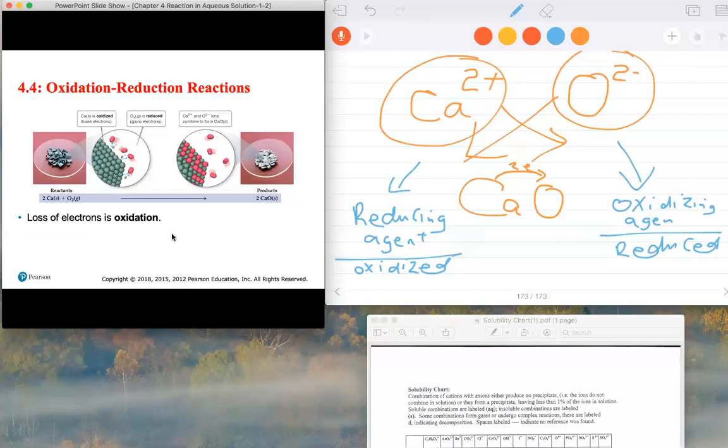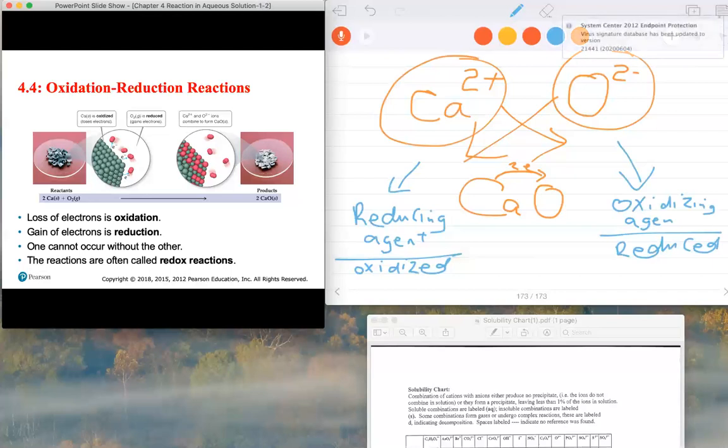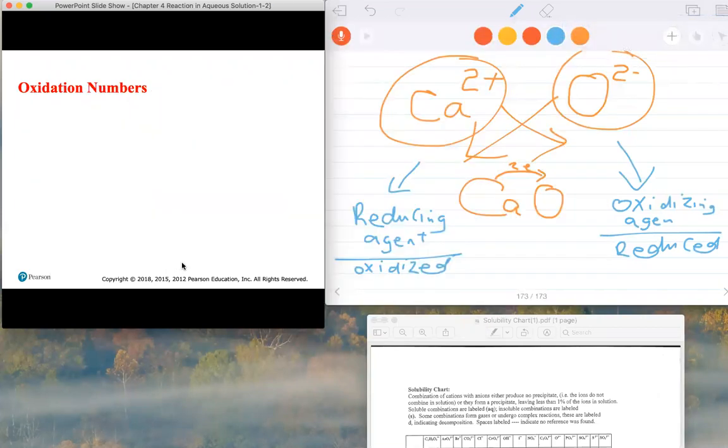I define oxidation as loss of electrons, right? So it's not a big deal. You know what oxidation is, you know what reduction is, gain of electrons. The reactions cannot occur singly; they take place concurrently. You say redox for reduction and oxidation. So here is reduction and here is oxidation. We say redox reaction, two types of reaction.